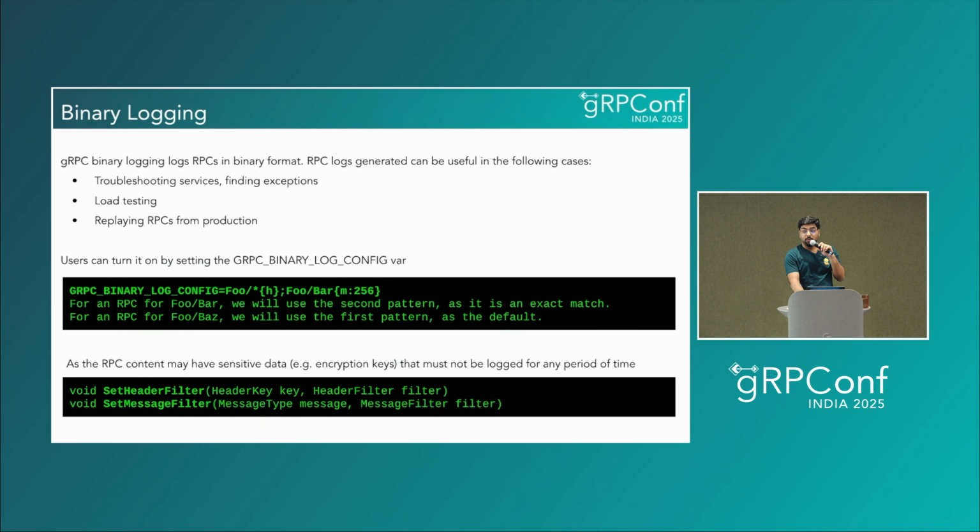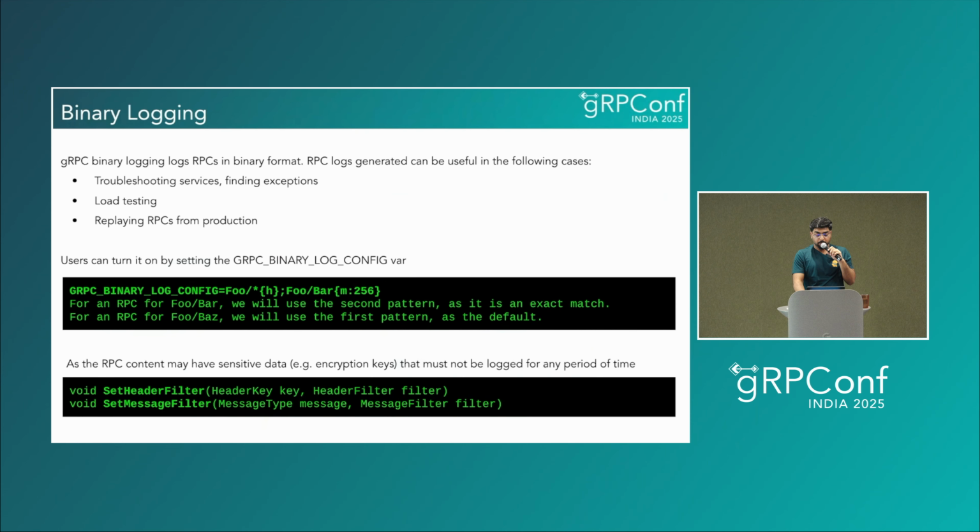Here's a very handy tool, gRPC binary logging. At its core, it's a feature that lets you record RPCs in a binary format. This is super useful for a few key reasons. It's useful for troubleshooting. When you are trying to debug a tricky issue, these logs can give you a perfect record of your requests, responses, and statuses, helping you find the root cause of a problem.